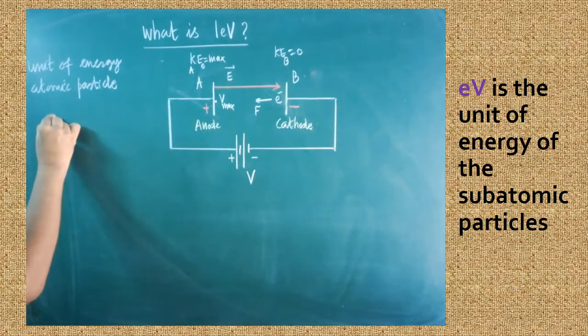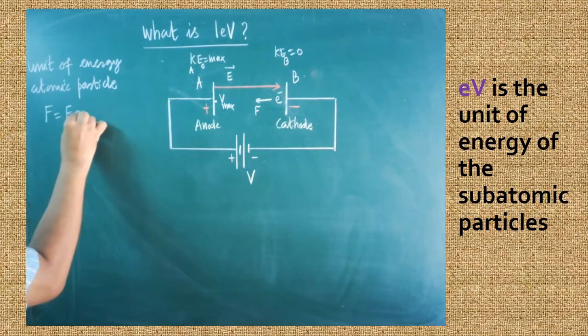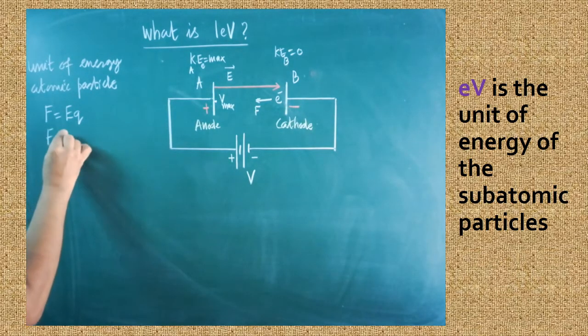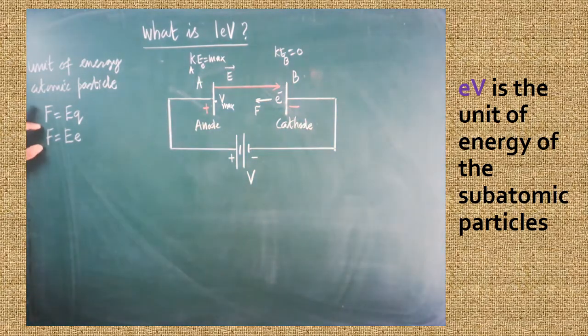What is the formula? The fundamental formula is electric force is equal to E into Q. Since it is an electron, the electric force can be measured by E into e. So this much amount of electric force is acting on the electron. So this force formula is required now.